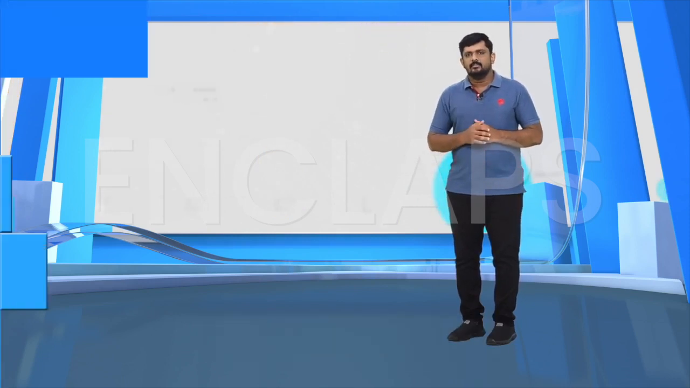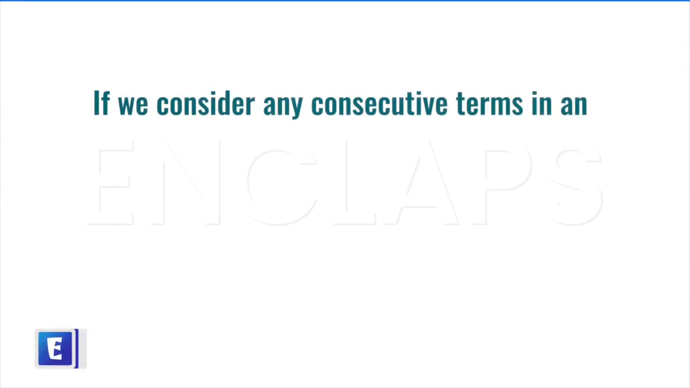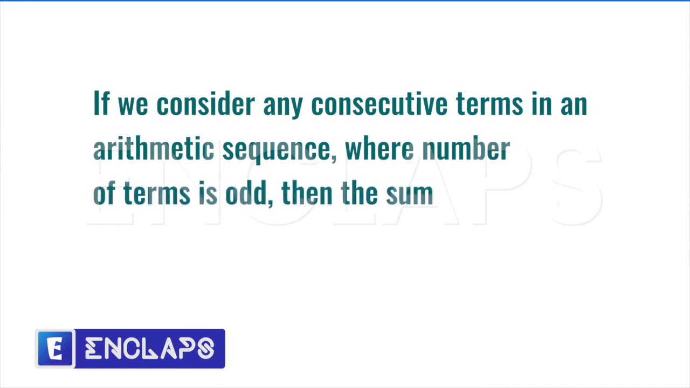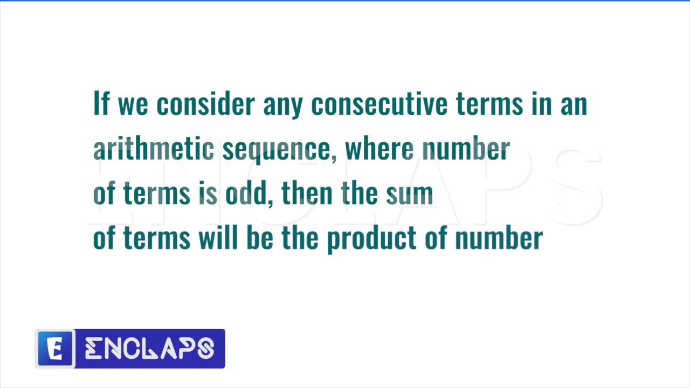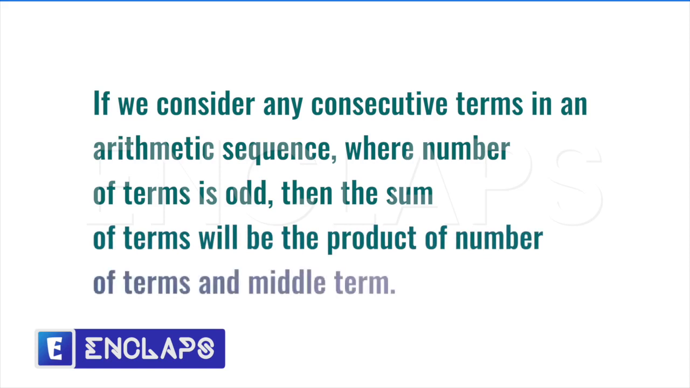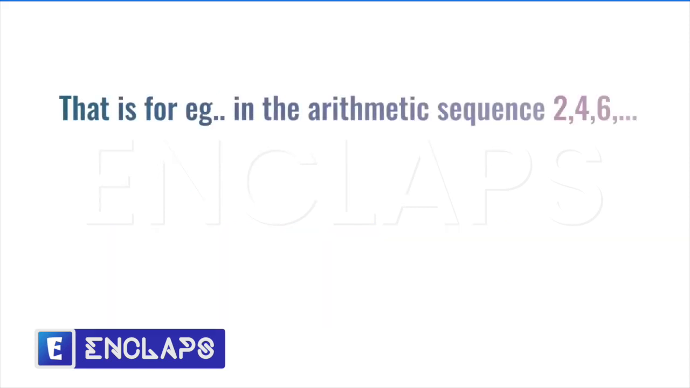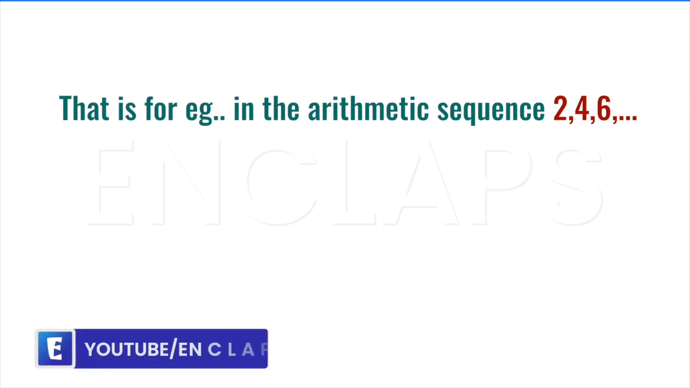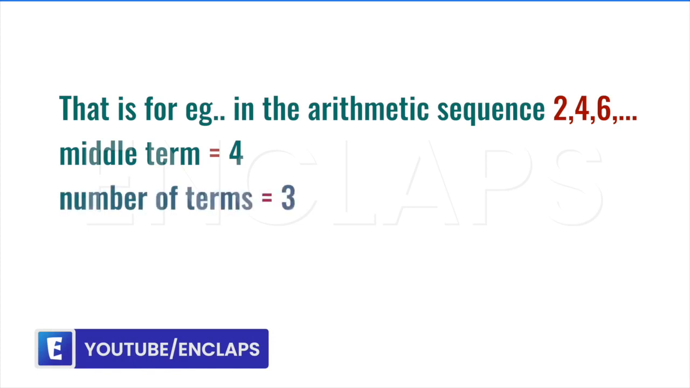That is, first one, if we consider any consecutive terms in an arithmetic sequence where the number of terms must be odd, then the sum of terms will be the product of the number of terms and the middle term. Let us take an example. In the arithmetic sequence 2, 4 and 6, the sum of these terms is the product of the middle term, that is 4, and the number of terms, that is 3. So we can see that the sum is 4 into 3, 12.